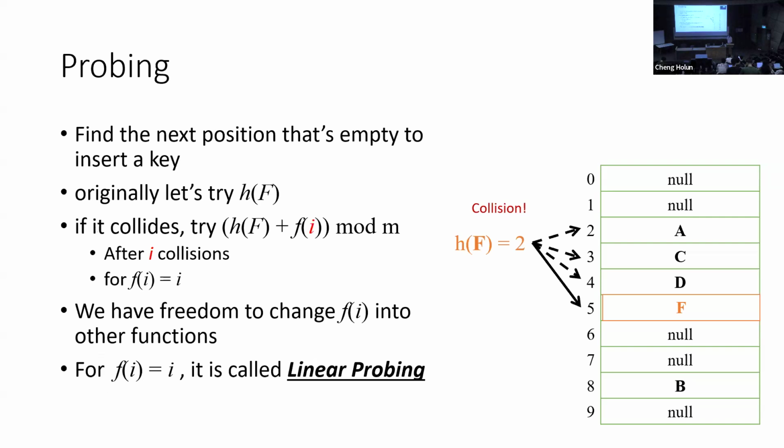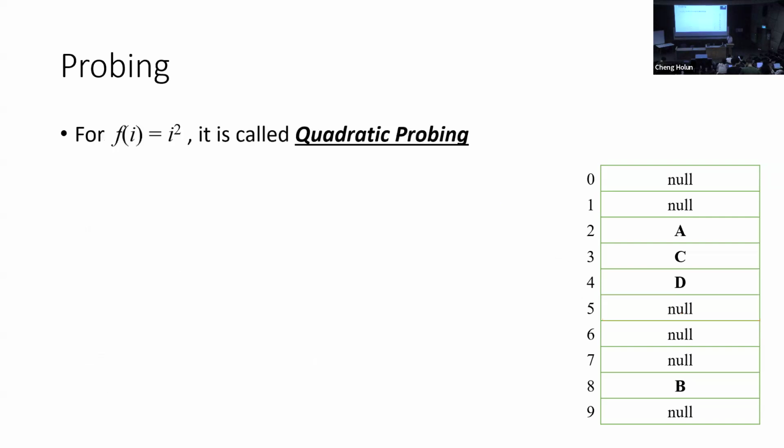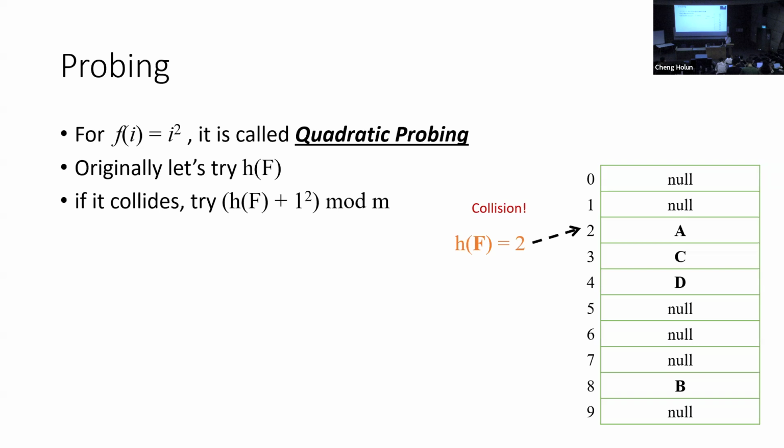That's linear, right? I can do quadratic probing. That means the next position, instead of going to HF plus 1, HF plus 2, HF plus 3, I don't do that. The first collision is this one, right? The next one I will go to HF plus 1 squared. Oh, the same. So I check for 3, right? Too bad, it collides.